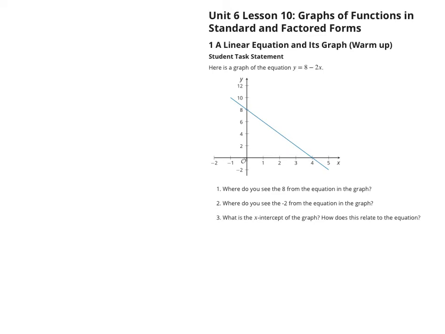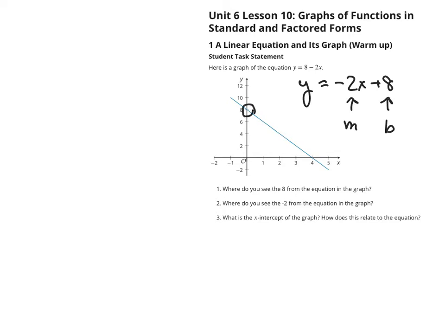All right, algebra, we are in unit 6, lesson 10, graphs of functions in standard and factored forms. Let's do a warm-up. Here's a graph of the equation y equals 8 minus 2x. We are used to seeing this in the form y equals negative 2x plus 8, where we know this is the slope and that is the y-intercept.